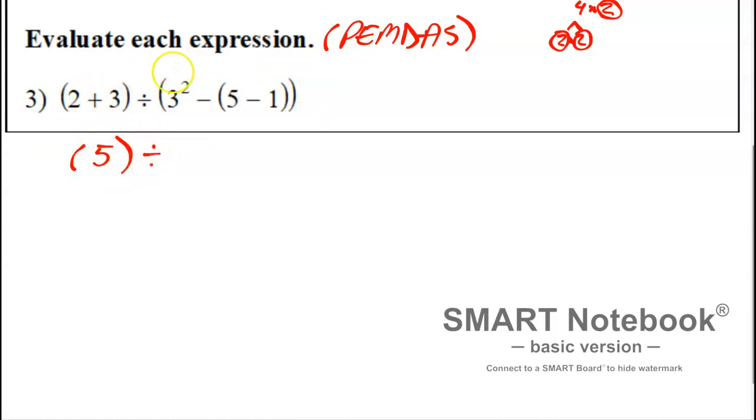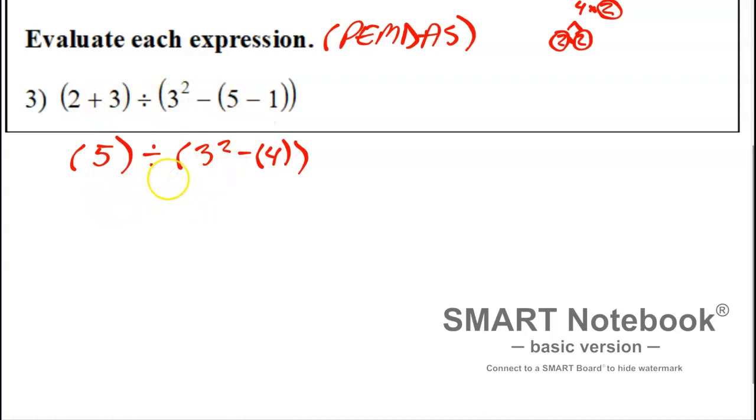Notice these are instructions. Where do I start? Because I could start all sorts of places, but it would give me a lot of times the wrong answer. Now in here, I've got these parentheses and these parentheses. I'm going to work with these parentheses first. 3 squared minus 5 minus 1 is 4. So notice what I did here. I'm using these powerful instructions to help me break it down.